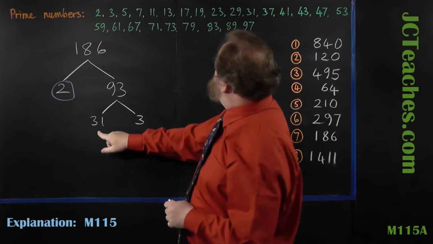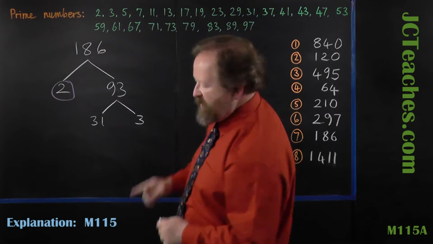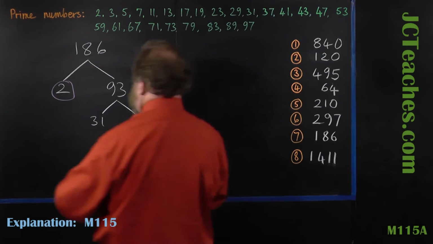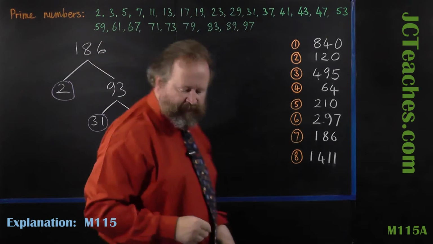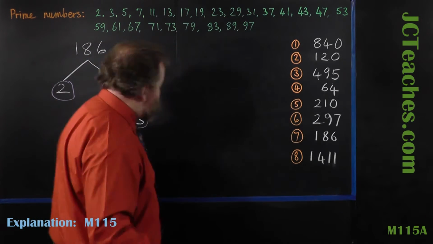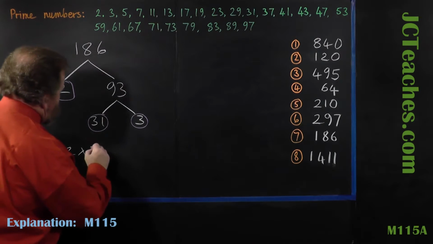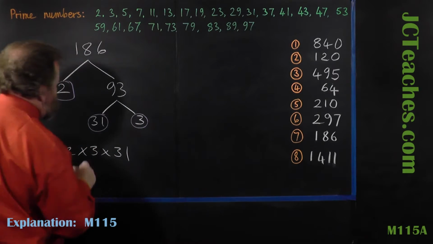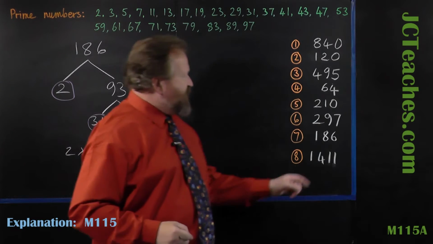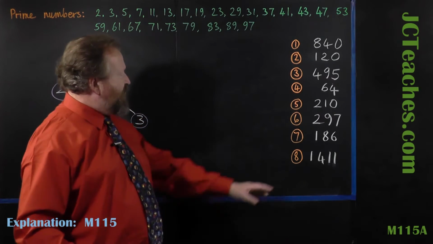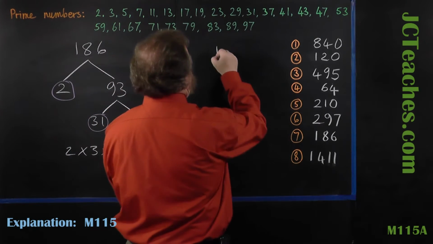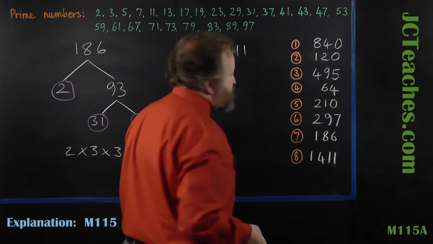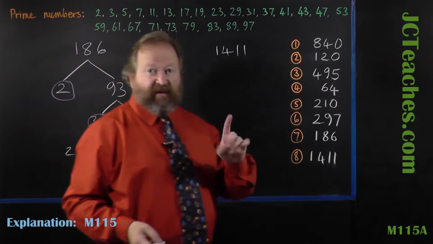Okay. How about 31? That seems familiar. Yes, 31 is a prime number. So that is the finish of that one. 2, 31, 3. Okay, so we write those out as 2 times 3 times 31. One left, I'm hoping, unless I've missed any. 1,411. Okay, 1,411. Whatever I do with that, I've got to find the first factor of it.